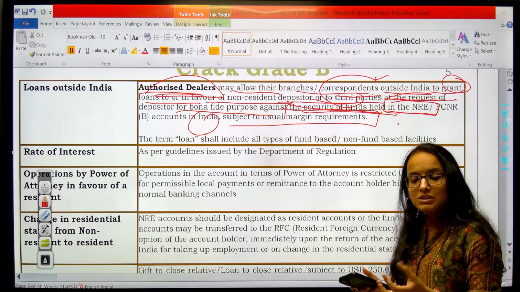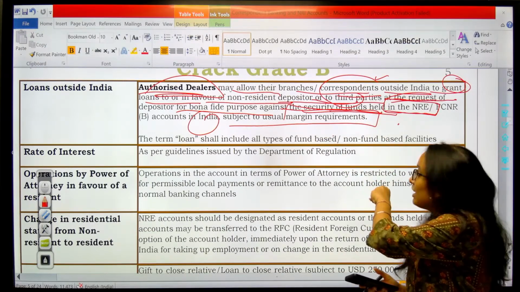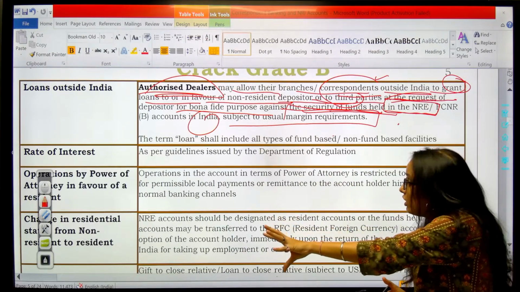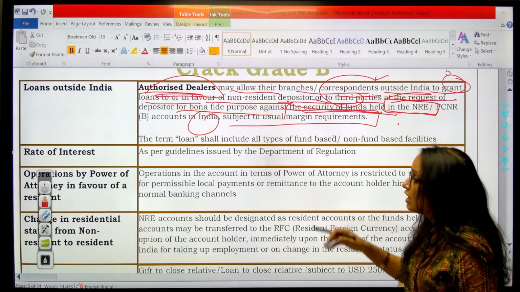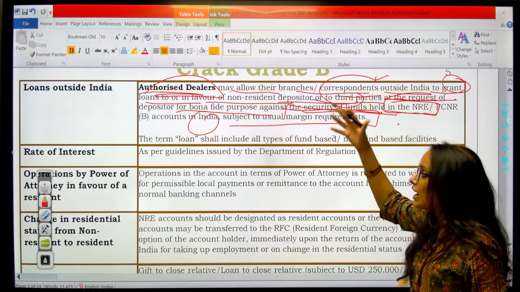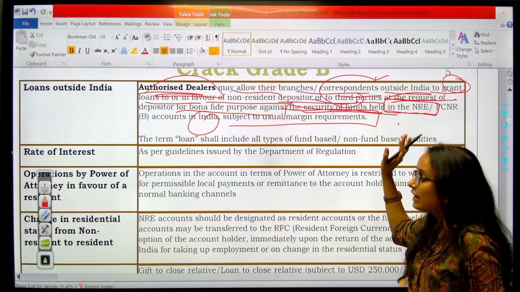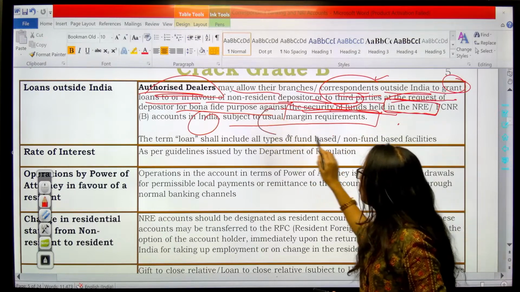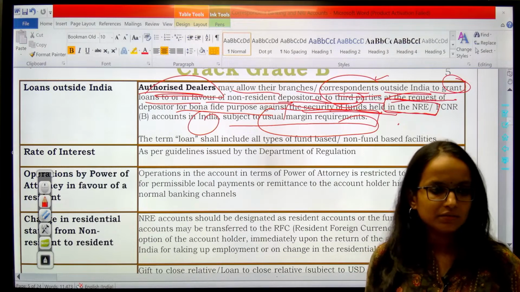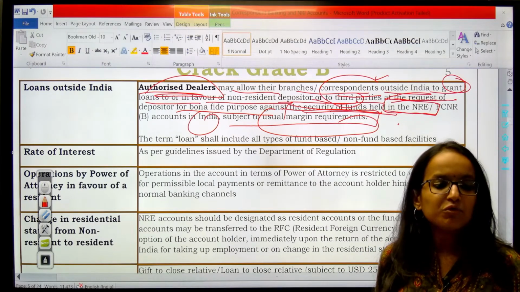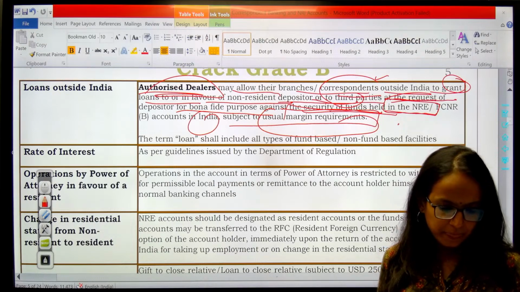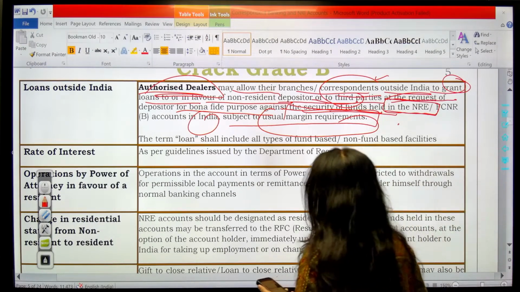So that fund, an NRE account or FCNRB account, is placed as collateral or security, and then the person requests the branch of that authorized dealer in some other country to grant a loan to that third party. That can be done, but it will be subject to the usual margin requirement, right?